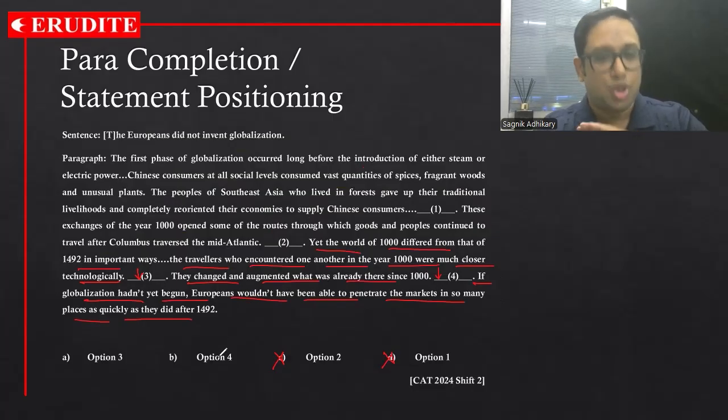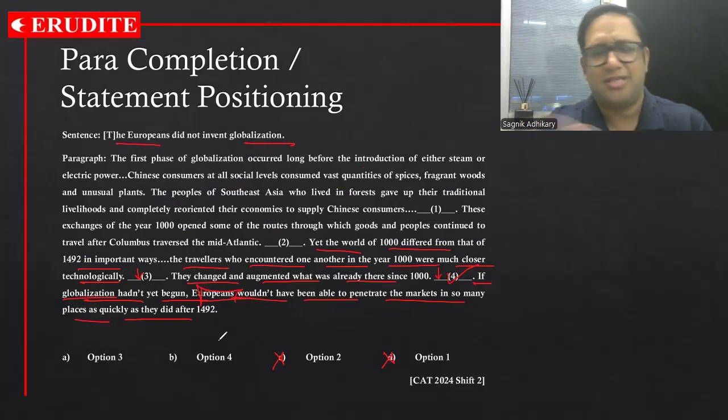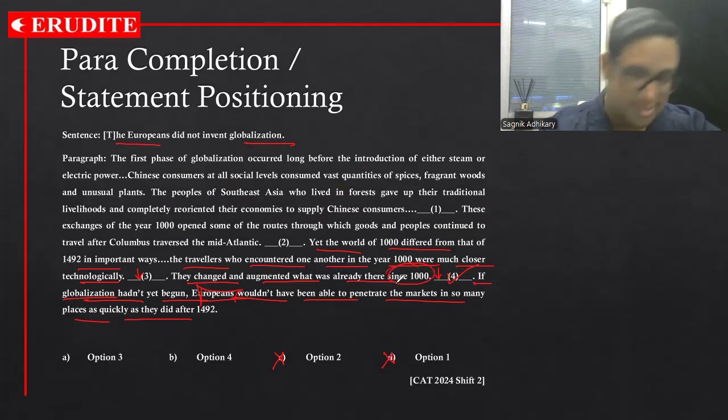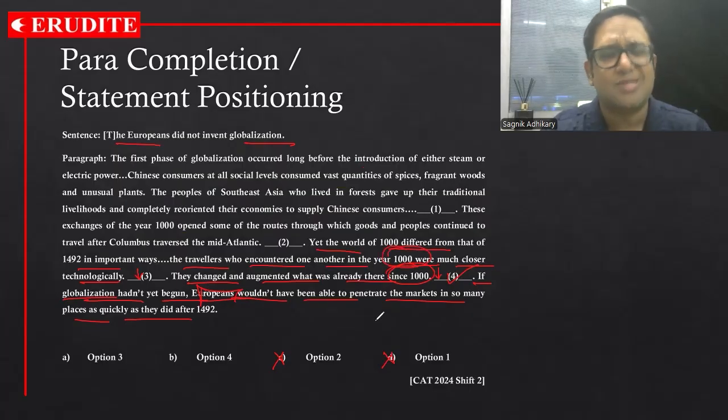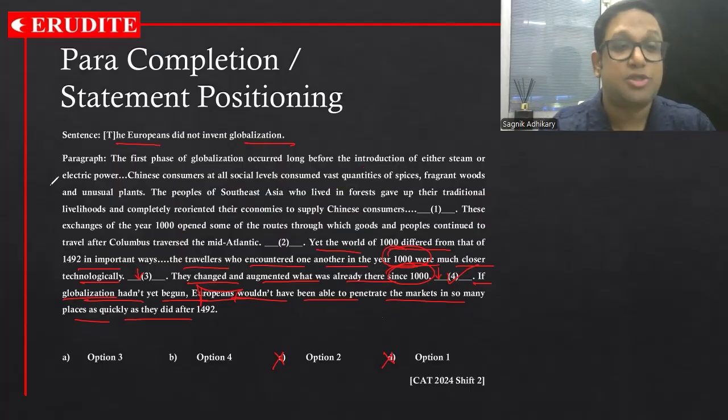This is a quintessential CAT deceptive question. You might look at it and think, obviously, the answer is 4, right? Because the statement is talking about the Europeans, globalization. The statement after that is talking about globalization. It is also talking about Europeans. So obviously blank 4. The statement before that is talking about 1000. Obviously not 3. So it has to be 4, right? Incorrect. The answer here is blank 3. Why so? Let's look at it.